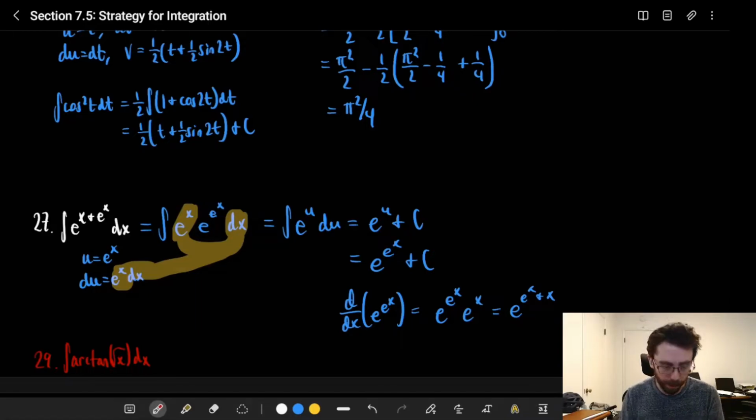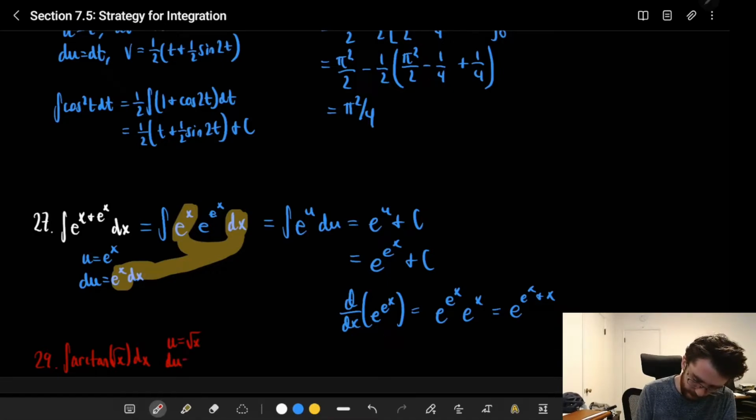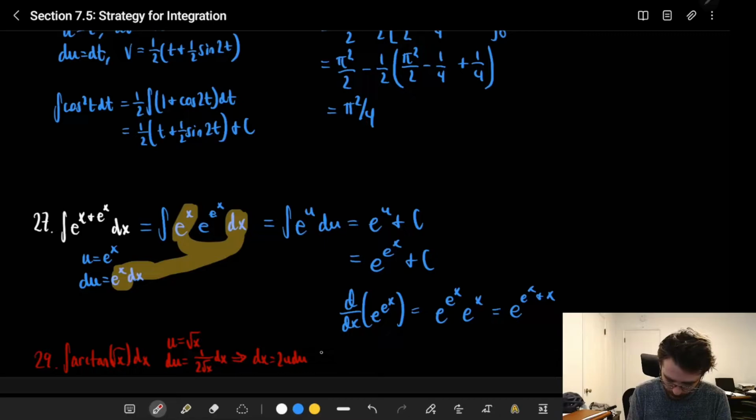Apparently 29 was missing when I recorded this, so here goes. Arctan square root of x makes me think, whenever I see square root of x, I think do a u sub with that. Let's see if I can fit this all in here. u is root x, so du is 1 over 2 root x dx. Probably solve this for dx: dx is 2u du. And then the integral becomes arctan of u, and I can replace that dx with 2u du, so times 2u du.